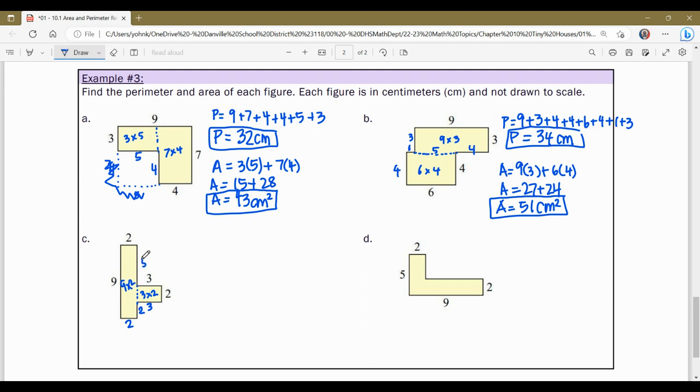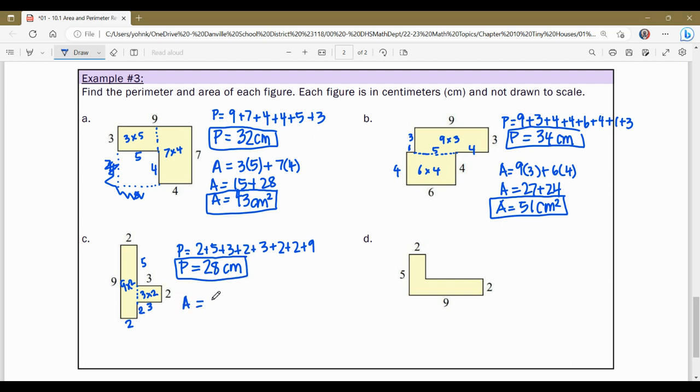All right, let's check and see if that works now. So we got this 2 and another 2 is 4 and another 5 is 9. Yep, okay. So we got perimeter starting at the top and going clockwise: 2, 5, 3, 2, 3, 2, 2, and 9. All right, so add them all up gives you 28. It's perimeter, so that's centimeters.